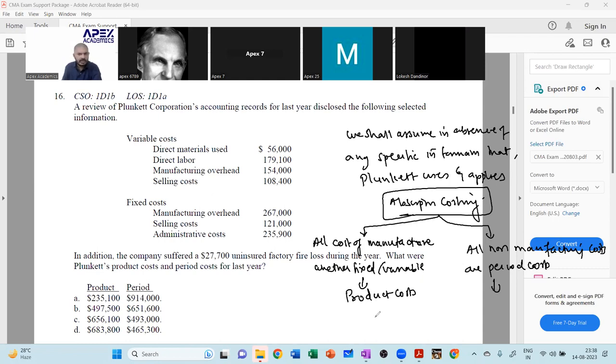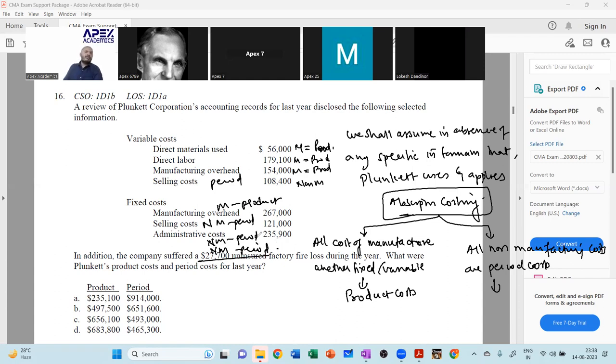Now you need to understand. Direct material is manufacturing, therefore it is product. Direct labor is manufacturing, therefore it is product. Manufacturing overhead is manufacturing, therefore it is product. Selling costs are non-manufacturing, therefore they are period. Administrative costs are non-manufacturing, therefore they are period. A fire is again non-manufacturing, therefore it is period. A fire does not help you manufacture. It's an abnormal loss, and all abnormal losses are considered to be period losses. Right?